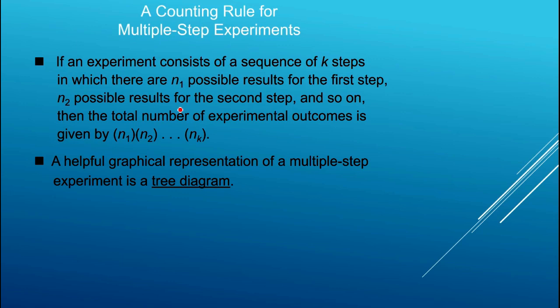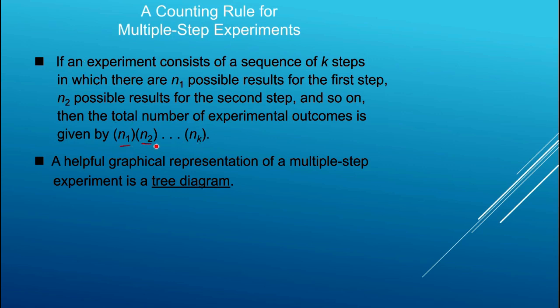If we have an experiment that consists of a sequence of k steps in which there are n1 possible results from the first step, n2 possible results from the second step, etc., then we can find the total number of experimental outcomes by taking the product of all the different possible results within each step.